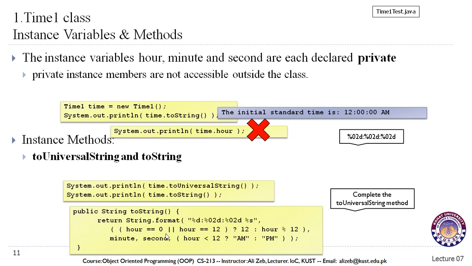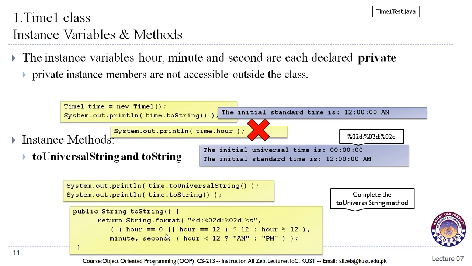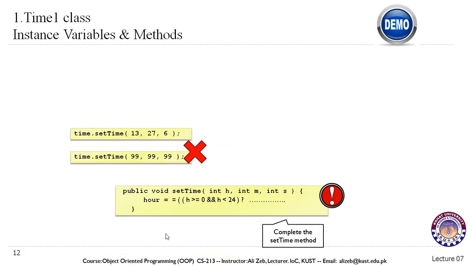So the initial standard time is 12:00 AM. We understand that in the universal format this will be 0:00, since in 24-hour format 12 AM is represented by 00.